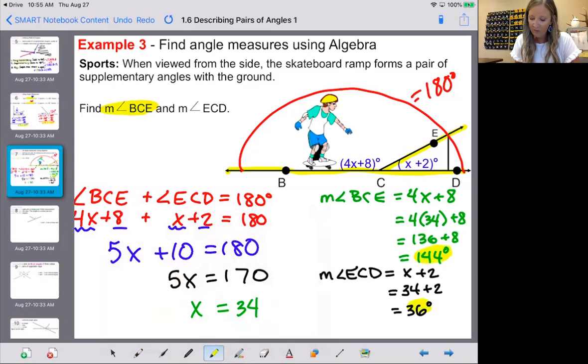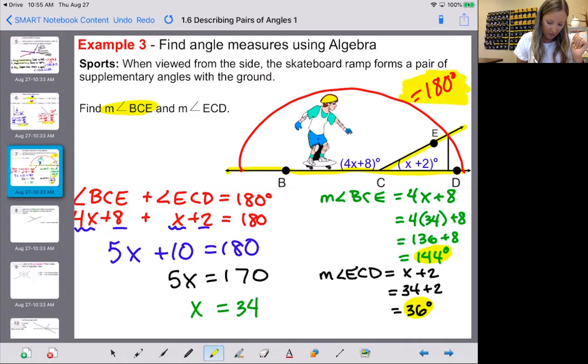The reason I didn't use the 144 to find the other angle is because if my 144 was wrong, I don't want my other angle to end up being wrong as well. But since I have found both of these angles separately, I can actually check my answer super quickly by adding 144 and 136. If you add those together, you get 180, which is awesome because they told us that was the total at the beginning. So those are our two angles.